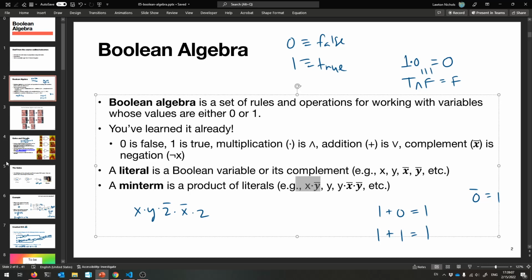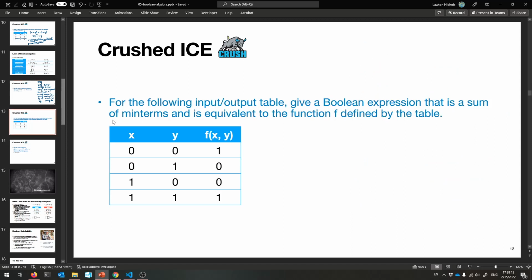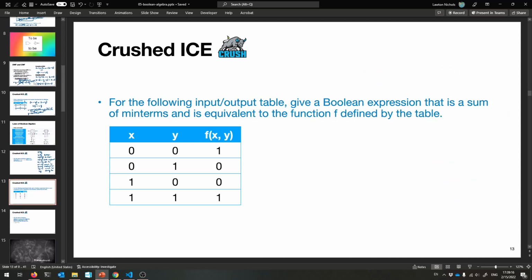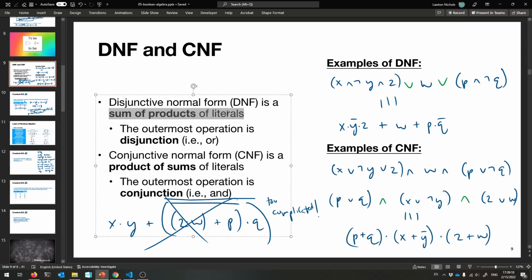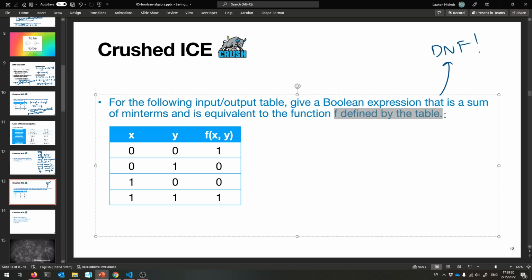Product of literals. Oh, okay, so I want you to give a sum of products of literals, that is DNF. I want you to write DNF, okay? Please do that, and make it be the same as this function f right here, okay? So what is this? See if you can calculate that. Write a DNF formula for it in Boolean Algebra.